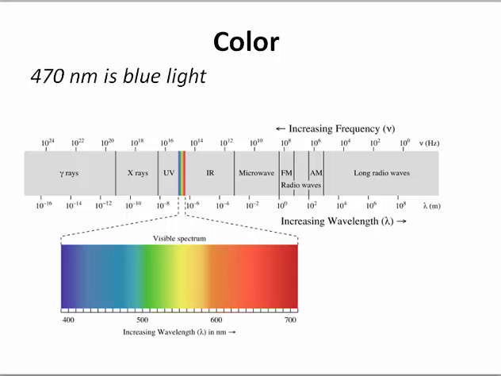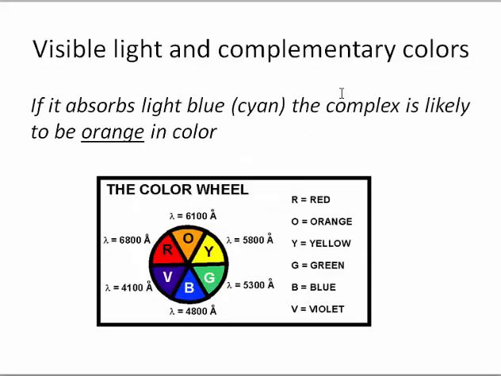However, that does not mean the complex in this exercise would be blue in color. It's important to realize the principle of complementary colors in visible light. If the absorbed light is blue, shading into green, the complex is likely to be orange, shading into red. The color wheel here in this diagram shows complementary color relations as well as approximate wavelengths of radiation corresponding to each color.